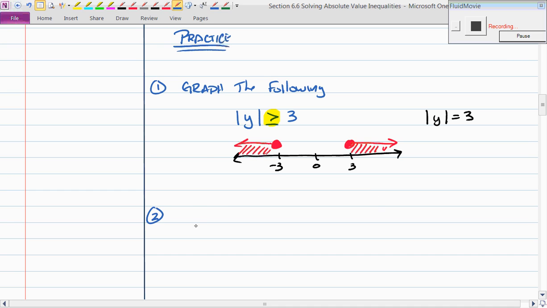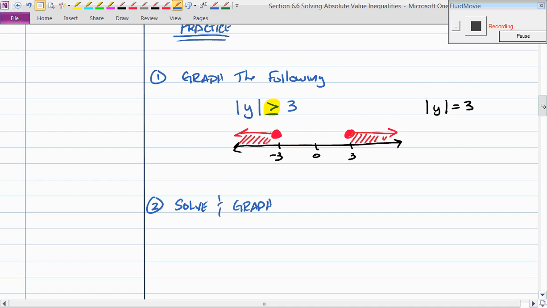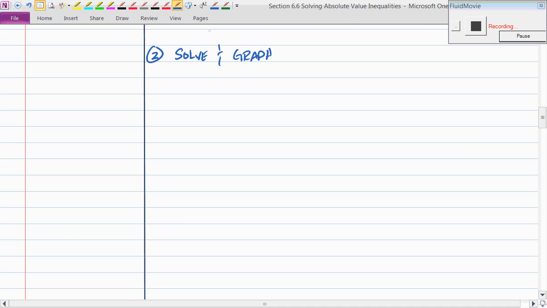Okay, number 2. Solve and graph. I'm going to give you the absolute value of x plus 3 is greater than or equal to 7. I'm going to go ahead and pause it.